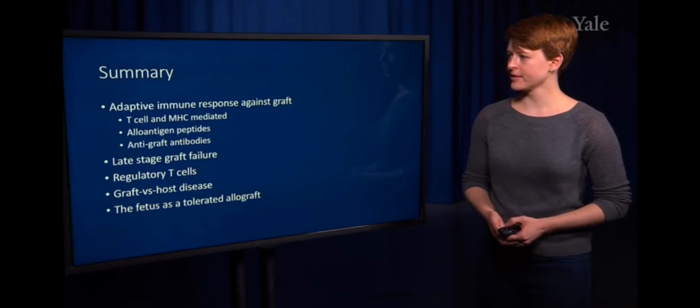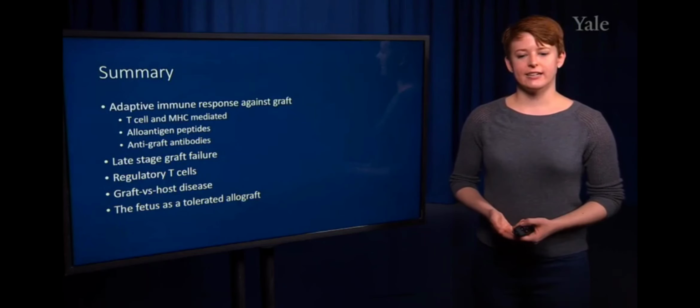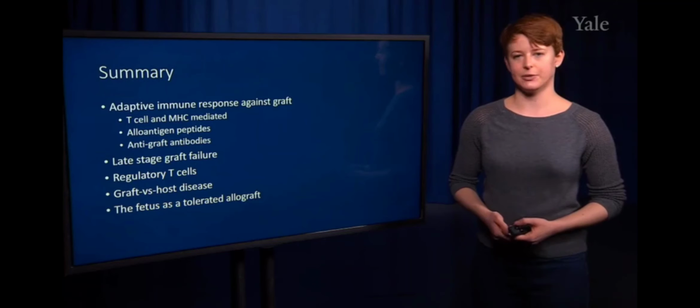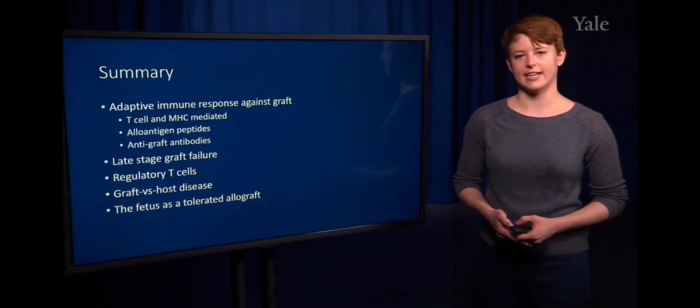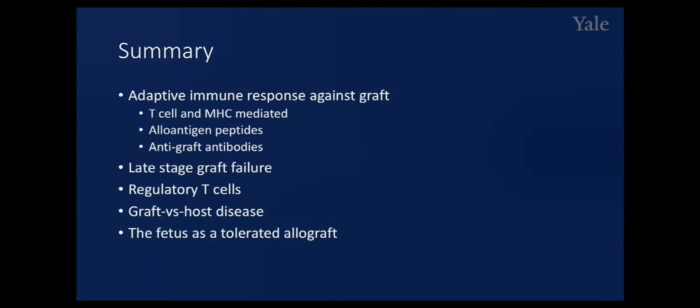So with that, today we covered some of the details of organ transplant, including the role of the adaptive immune system against an allogeneic graft. In particular, we saw how T cells and MHC are particularly important for graft rejection. We also saw the role of alloantigenic peptides in late-term or slow organ transplant rejection. And we saw a little bit about how anti-graft antibodies can lead to hyperacute rejection or chronic injury to the graft.